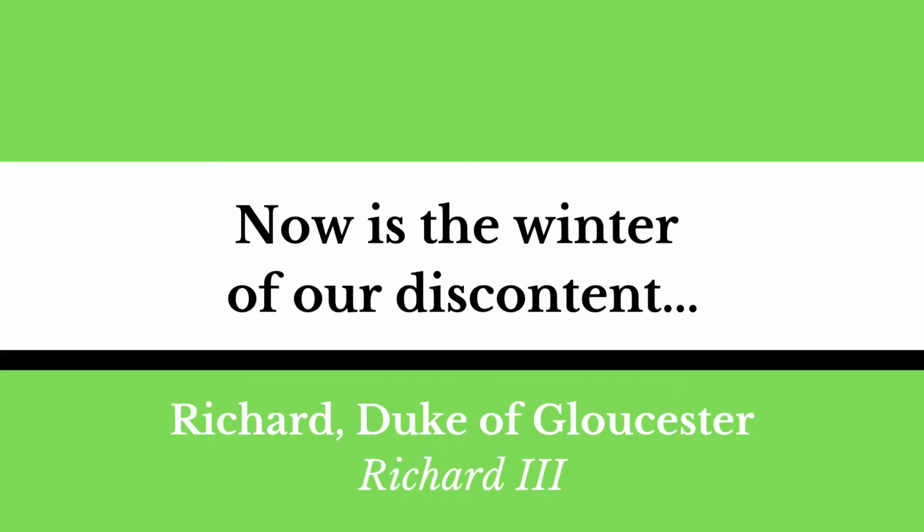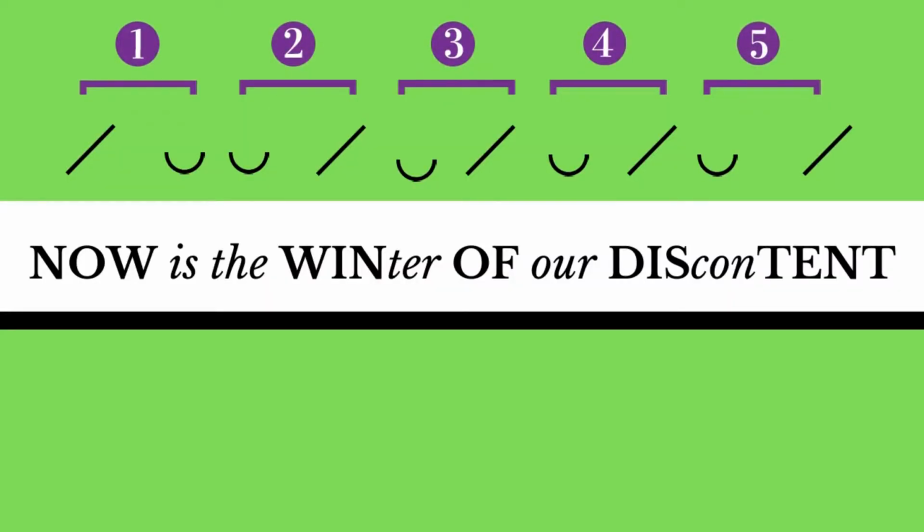My favorite example of this, the first line of Richard III. Now is the winter of our discontent. It's kind of regular at the end, but something's going on in the beginning. Let's check it out. So let's go through our checklist. 5 feet, check. 10 syllables, check.